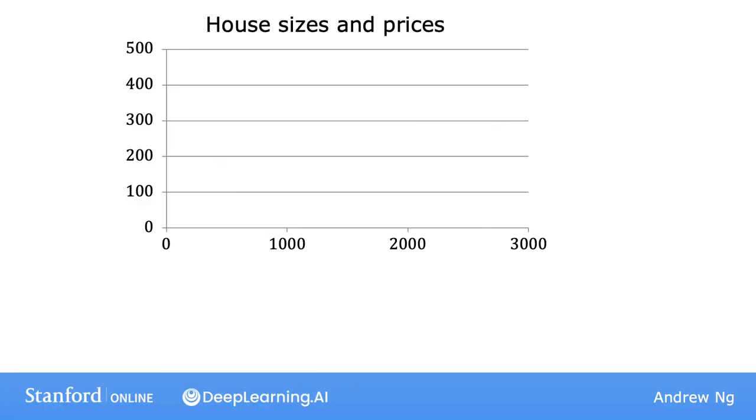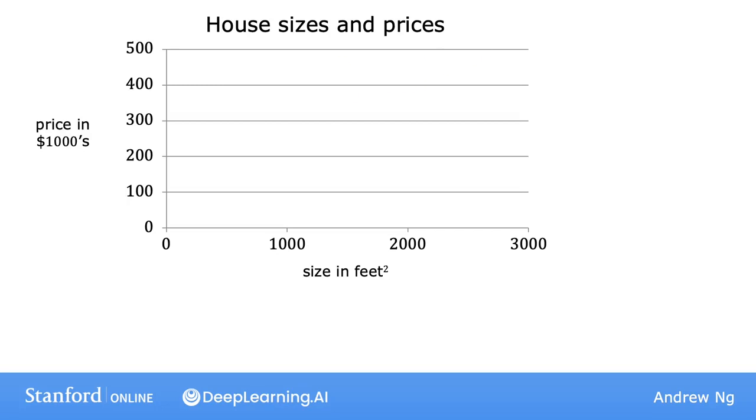Let's start with a problem that you can address using linear regression. Say you want to predict the price of a house based on the size of a house. This is the example we've seen earlier this week. We're going to use a dataset on house sizes and prices from Portland, a city in the United States. Here we have a graph where the horizontal axis is the size of the house in square feet, and the vertical axis is the price of the house in thousands of dollars.